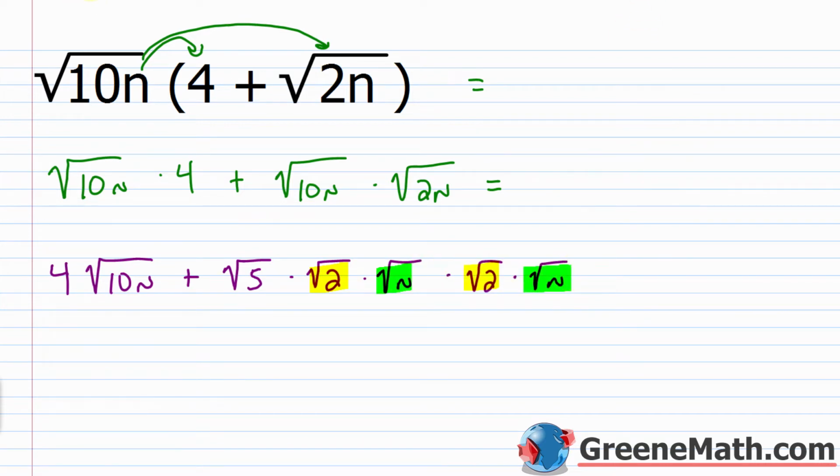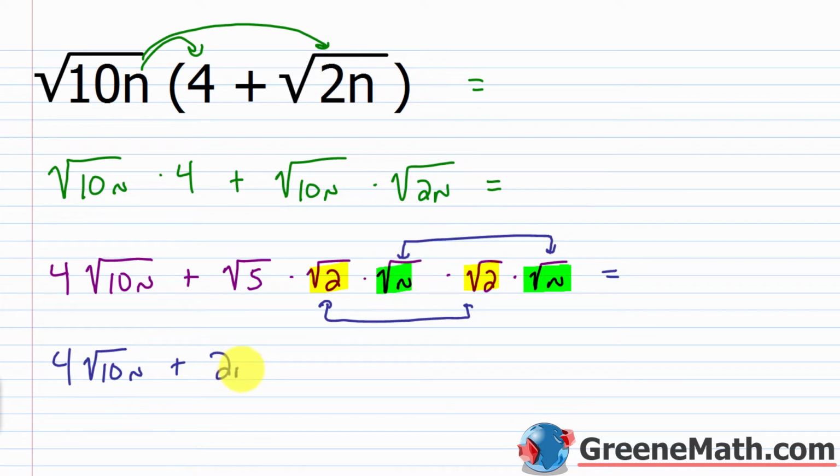So what I want to do, let me report this first part. So 4 times square root of 10n plus square root of 2 times square root of 2 is 2. Square root of n times square root of n is going to be n. So I'd have 2n there. And then what's left? Just the square root of 5. So let me kind of extend this a little bit. And these are not like radicals. And I can't simplify any further. So I'm just going to report my answer as 4 times the square root of 10n plus 2n times the square root of 5.